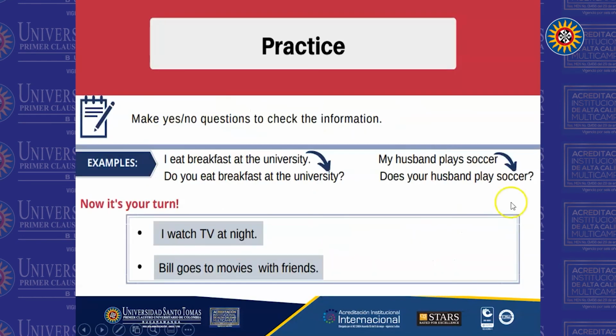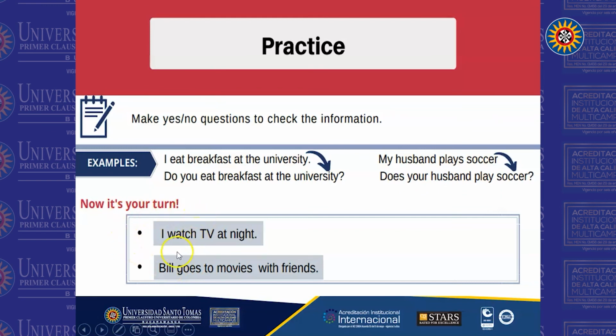Now let's practice. You have to make yes/no questions to check the information given. I eat breakfast at the university. The question would be, do you eat breakfast at the university? We use the auxiliary do because the subject is you. My husband plays soccer. My husband is he, so the auxiliary has to be does. Does your husband play soccer? Remember that we don't use the final s because the s is here in the auxiliary.